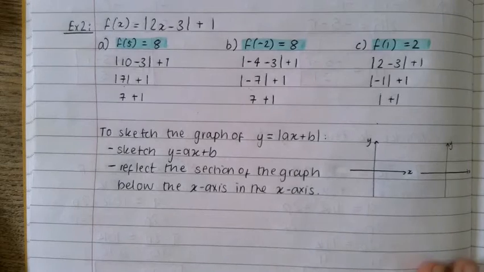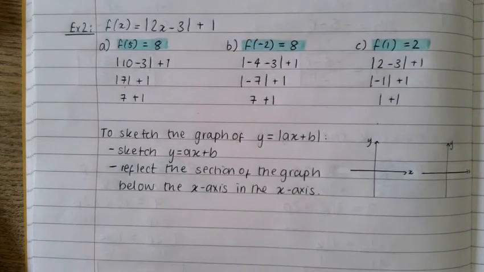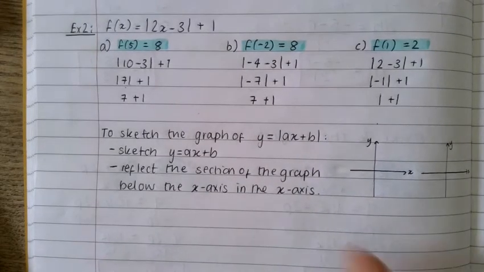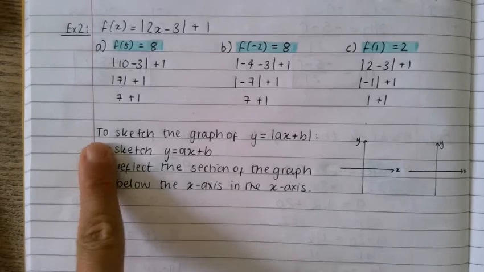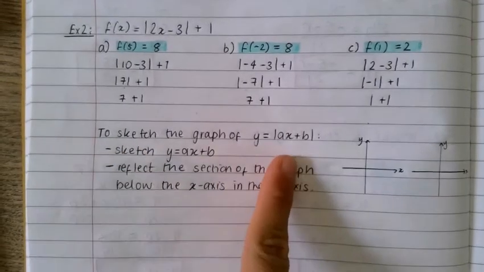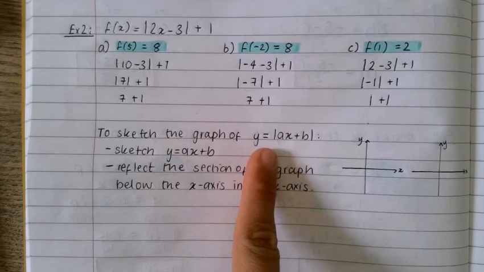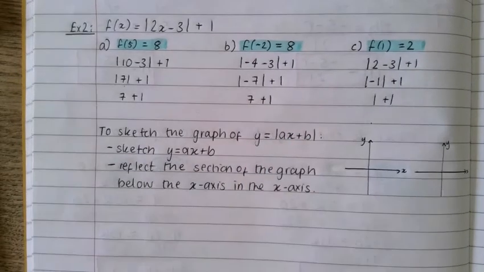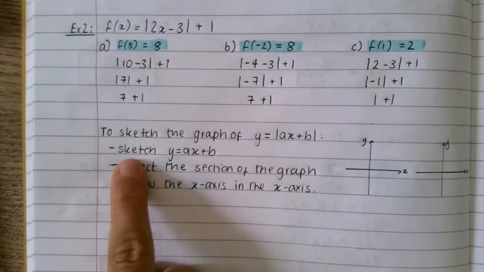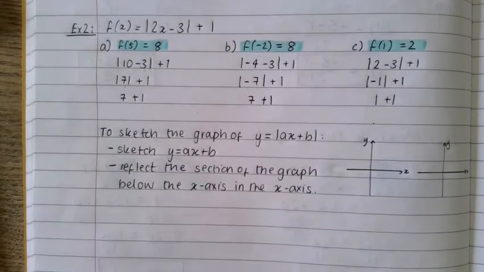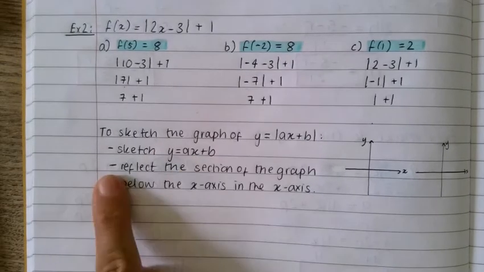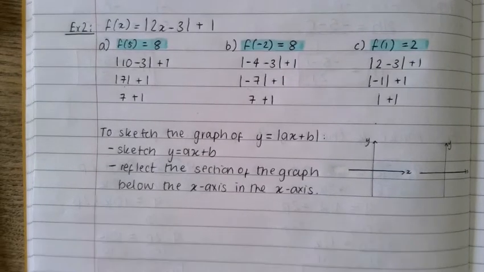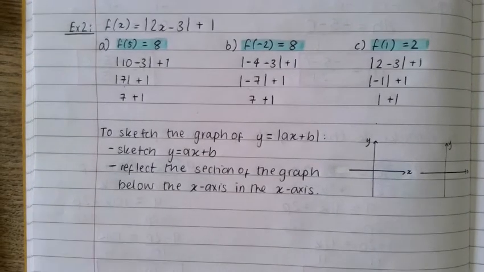Okay, so next we're going to look at sketching graphs of modulus functions. So just a couple of notes to make here before we do the next example. To sketch the graph of a modulus function, here we've just given a generic one, y equals the modulus of ax plus b, so that would be a linear graph. We follow 2 steps. The first step is that we sketch what that graph would look like just normally with no modulus. And then we reflect the section of the graph that's below the x-axis in the x-axis. So I'm going to show you what this means just for a really simple function.